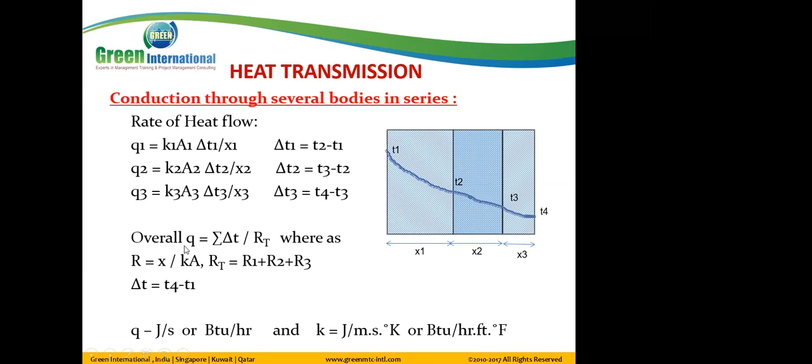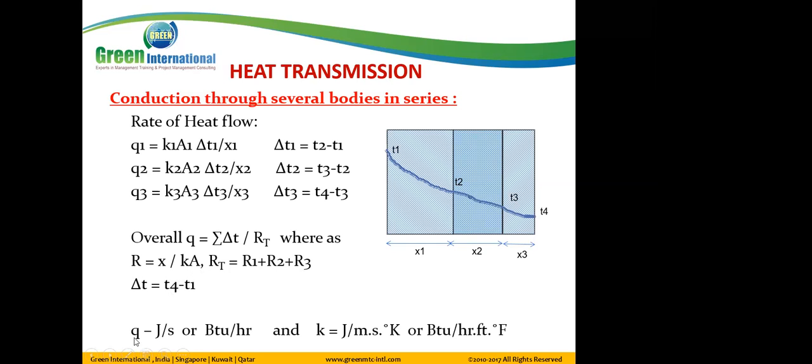So the overall Q is nothing but the overall delta T, that is T4 minus T1, divided by the total resistance, right? Total resistance is nothing but R1 plus R2 plus R3. Resistance is inversely proportional to conductance. That's what you can see here: x divided by K A. K is your thermal conductivity, A is the area, and x is the distance traveled. This is called the overall Q.